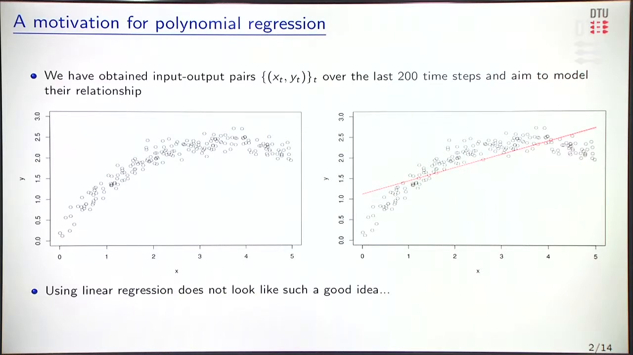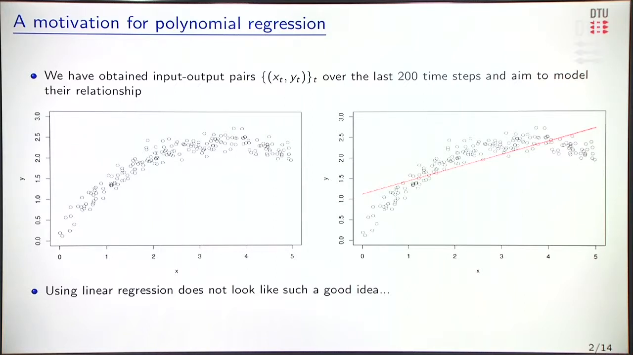We have obtained input-output pairs, so values for an explanatory variable x and a response variable y over the last 200 time steps. Let's assume we want to use this data that we have collected, we have 200 points here, to model the relationship between x and y so that when we get new values of x, we're going to use them to predict y. Based on this scatter plot, since we know about linear regression, we're now going to try to fit a line through this cloud of points.